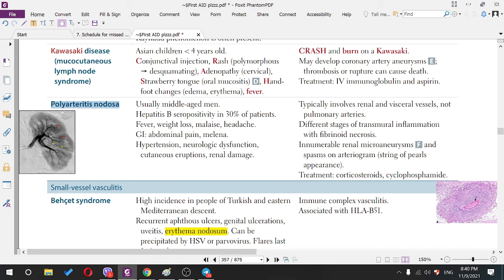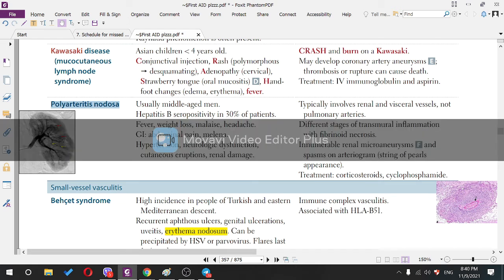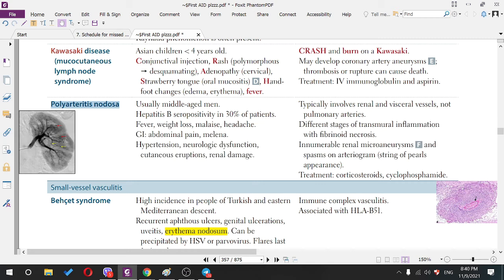Hepatitis B seropositivity in 30% of the patients. They have fever, weight loss, malaise, and headache. The most important thing to know about this disease is that it does not involve the lung. Okay? If you have any form of vasculitis and it involves the lung, it's not polyarteritis nodosa.